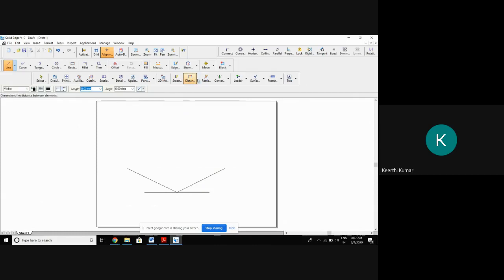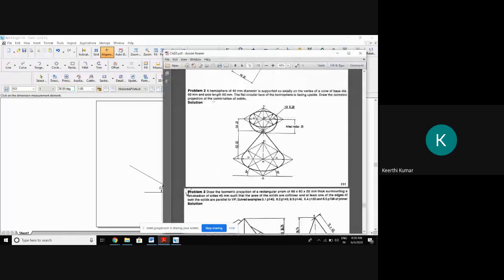Can you tell what the angle should be? The angle should be 30 degrees. The other side is also supposed to be 30 degrees. Then only we will call it isometric. Then, what has to come here? We are supposed to get the base of the cone. What is the base of the cone? It is a circular base. What is the diameter? The diameter of the base of the cone is 60 mm.